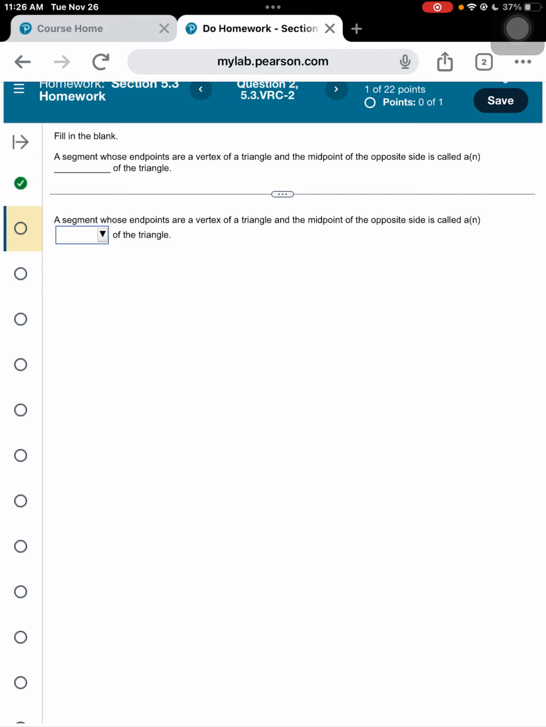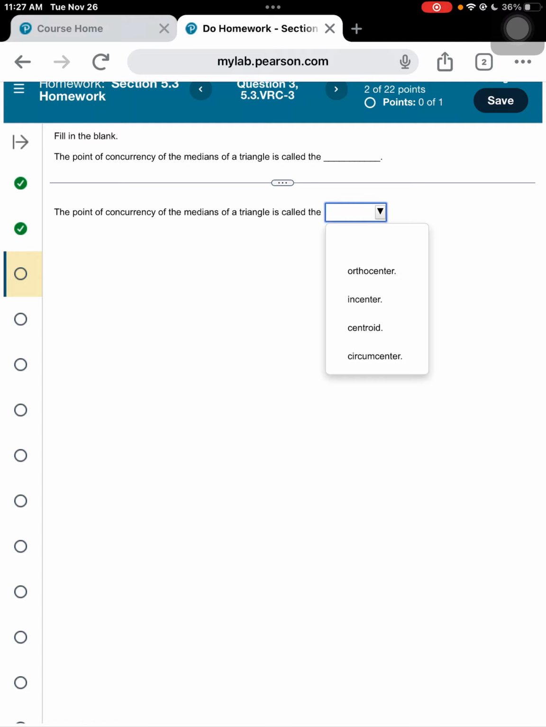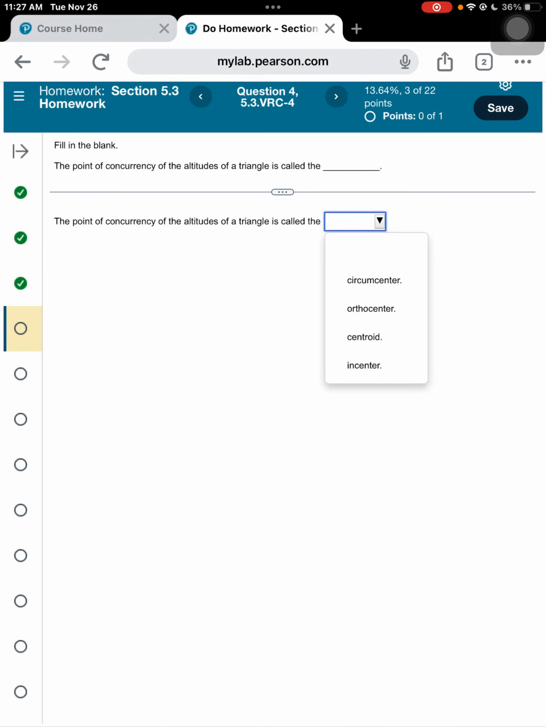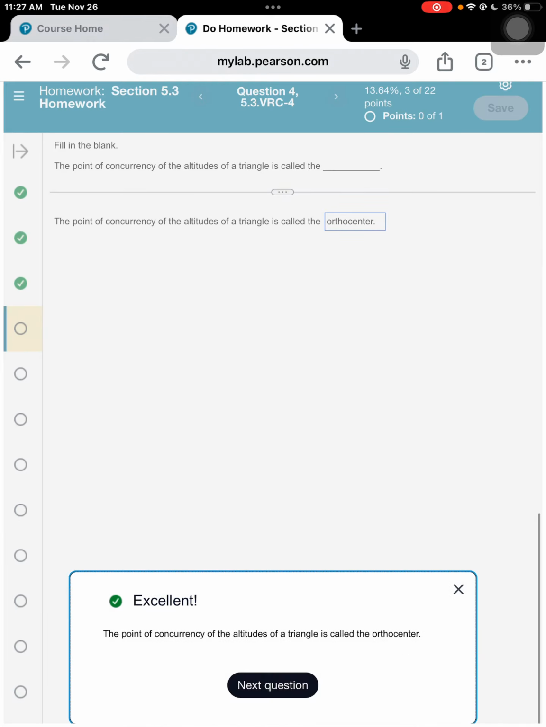Okay? That's a median. An altitude is starting at your vertex to the opposite side, but does not always have to cross the opposite side exactly. It has to cross a line containing that opposite side. And we're going to see what I mean by that more specifically in a couple minutes. So let's just finish answering this question. A segment whose endpoints are a vertex and the midpoint of the opposite side is called a median. So the point of concurrency of medians is called the centroid. We already did that. And the point of concurrency of altitudes is called the orthocenter.